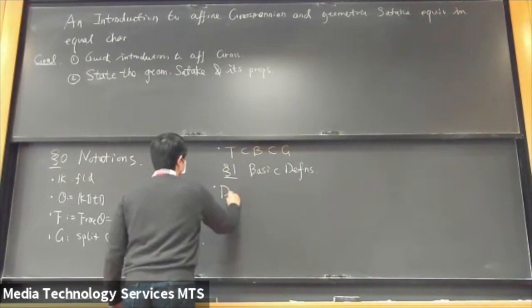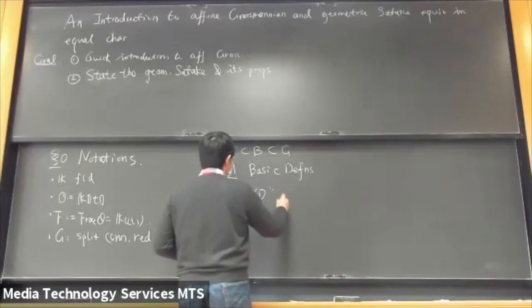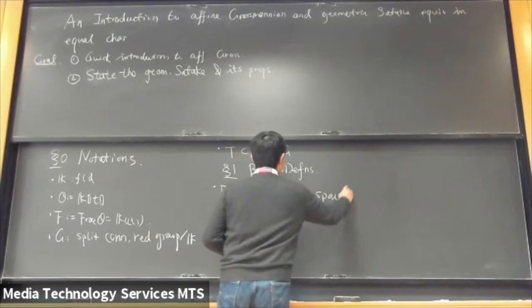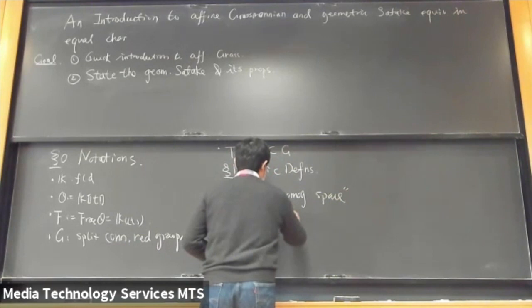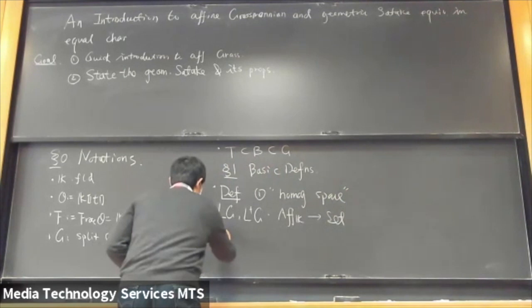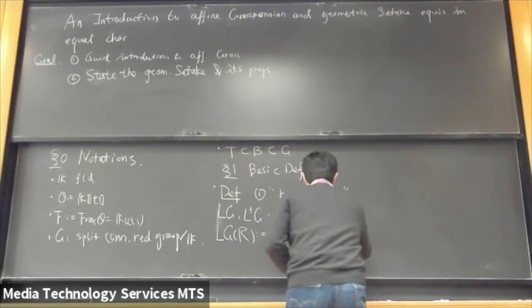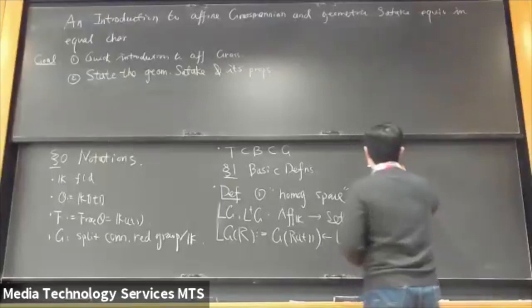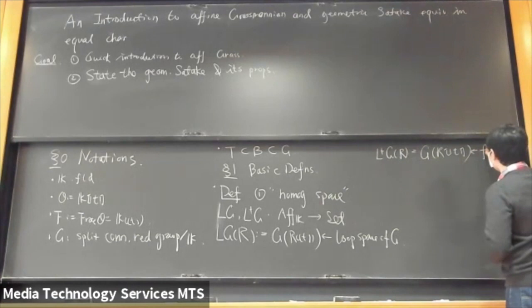Now I'm going to define what an affine Grassmannian is. There are usually two very commonly used interpretations of the affine Grassmannian. The first one is to think of it as a homogeneous space. We define two presheaves, denoted LG and L^+G, on the category of affine k-algebras. They are defined by LG(R) is G(R double parenthesis T). This is sometimes called the loop space of G. And L^+G(R) is defined to be G(R double bracket T). Sometimes it is called the formal jet space.